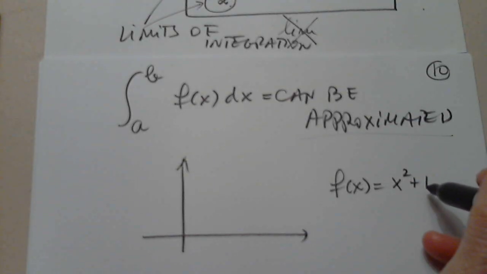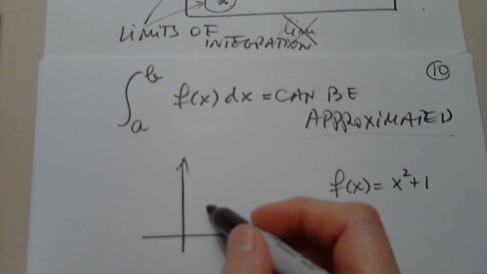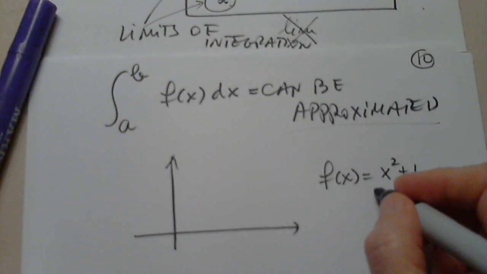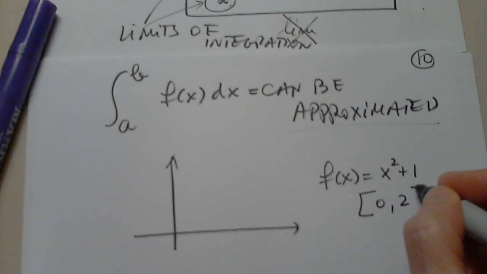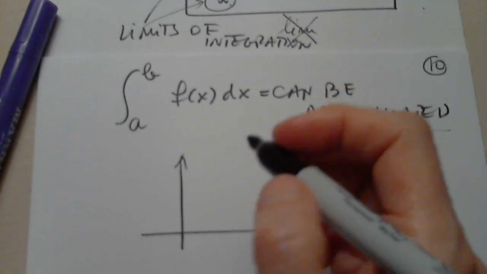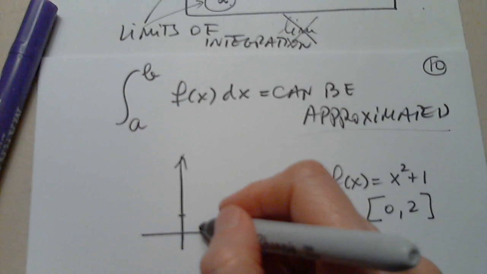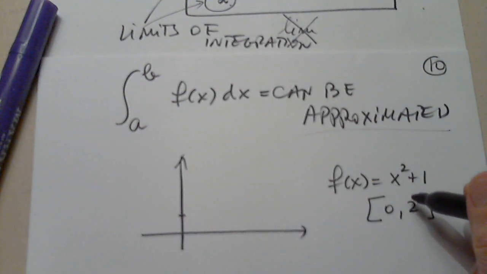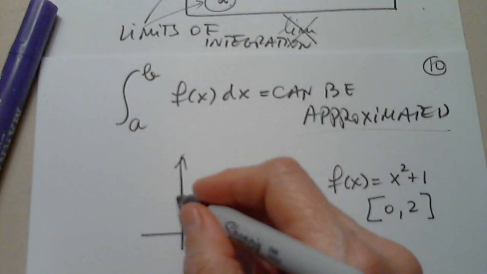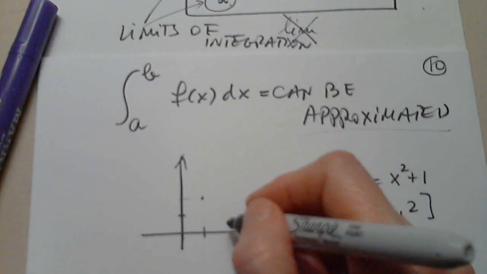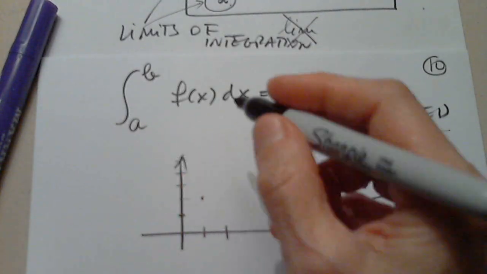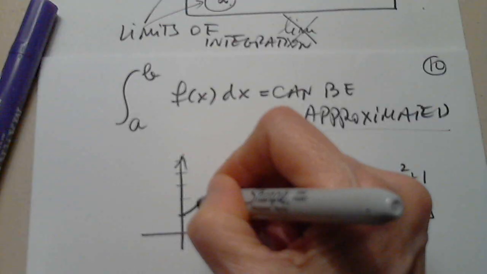So, how do I graph this function? Well, I know how to graph it. This is x squared up 1. And I'm going to choose the interval 0, 2. So here's the function. When x is 0, I have 1. When x is 1, I have 2. And when x is 2, I have 5. So this is the function.